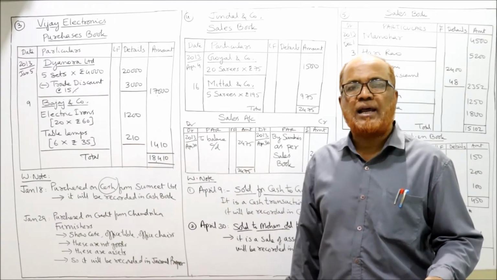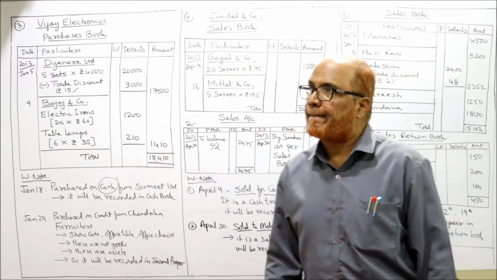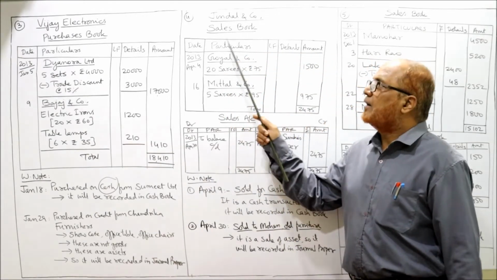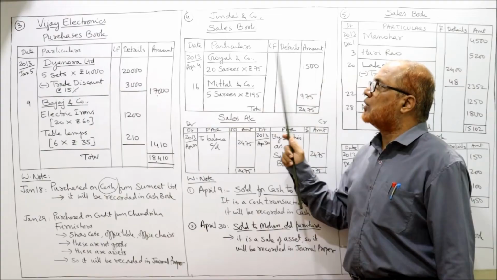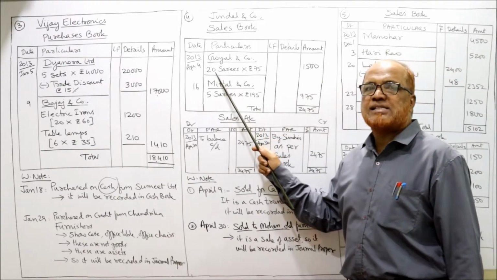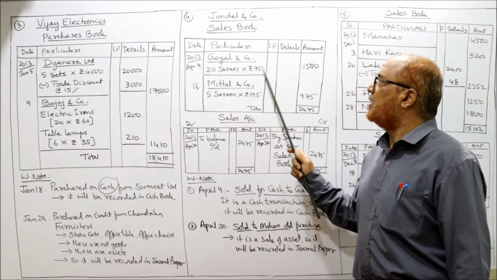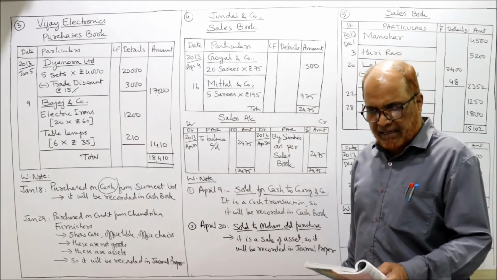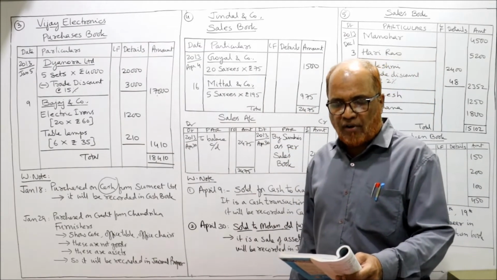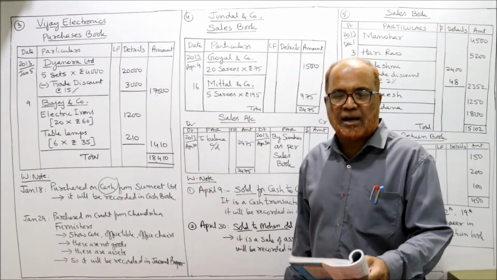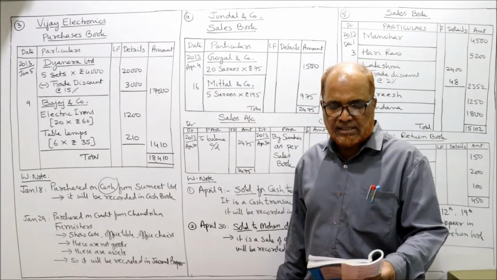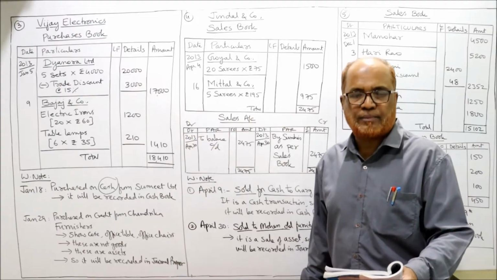Sold to Goyal and Company. So it's a credit sale. Sales book: date, particulars, LF, detail, amount. Goyal and Company, 20 saris are sold. Each sari 75 rupees. So 20 into 75, 1500. Next, 9th, sold for cash to Garg and Company, 20 quota saris at rupees 30 each.